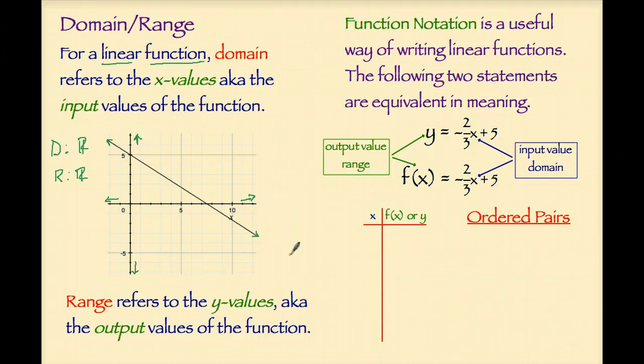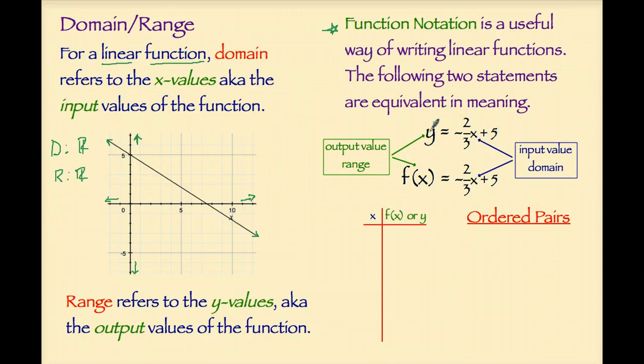However, often when graphing a line, you'll see a table of values or perhaps a list of ordered pairs. And when they ask you for the domain and range, when you're given that information, the x values are the domain and the y values are the range. Another word for x values, often when you're talking about a function, is input values, and range would be output values. Function notation is a useful way of writing linear functions, and the following two statements are equivalent in meaning.